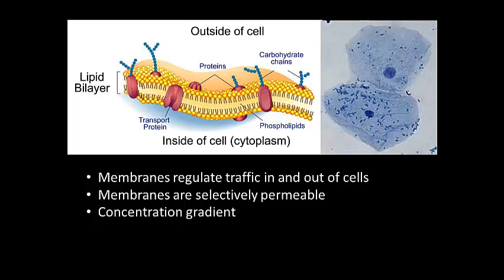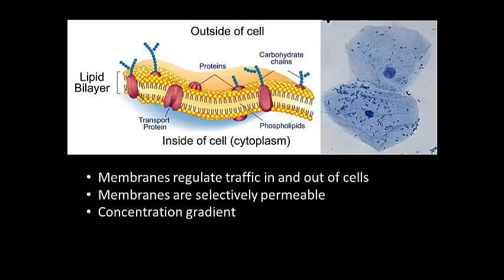Membranes regulate traffic in and out of cells through the phospholipid bilayer, and these phospholipid bilayers, which form the membrane, are what's called selectively permeable. Selective meaning they choose what comes in and out, and permeable meaning being able to pass through.